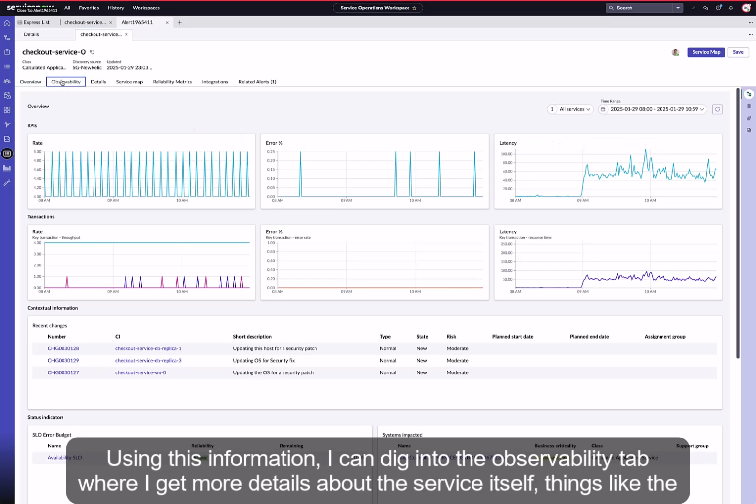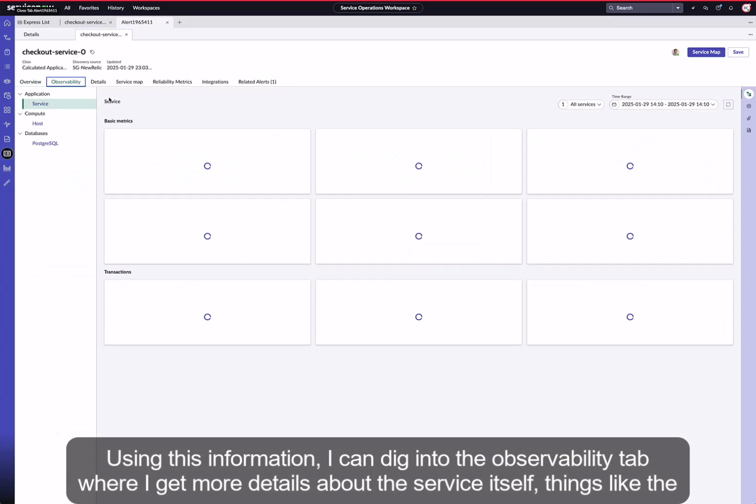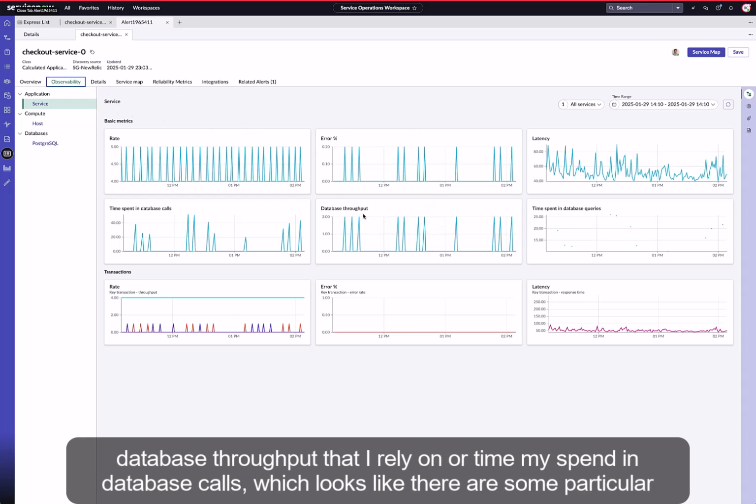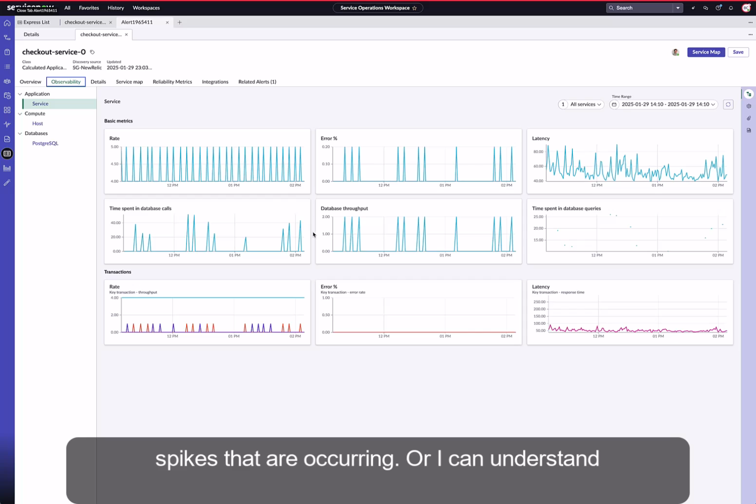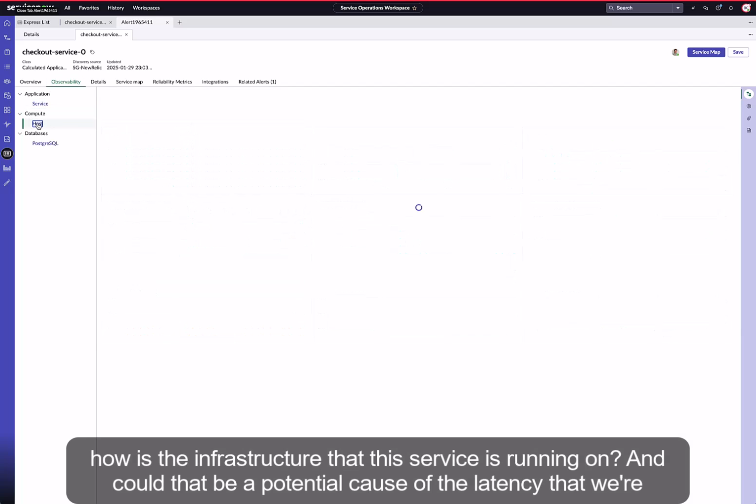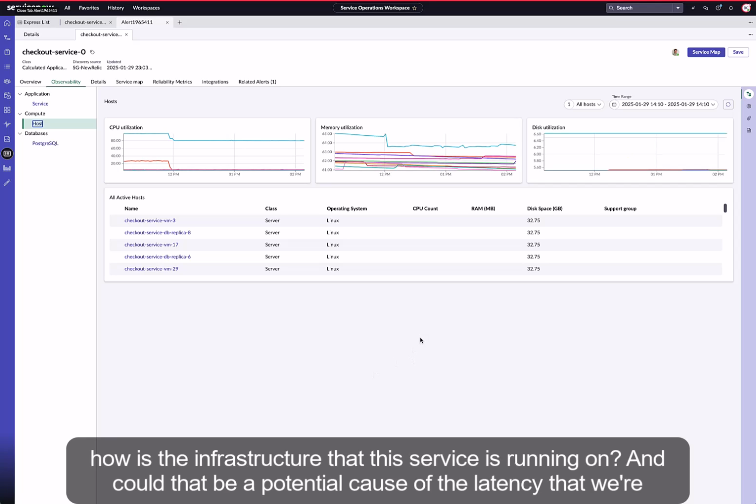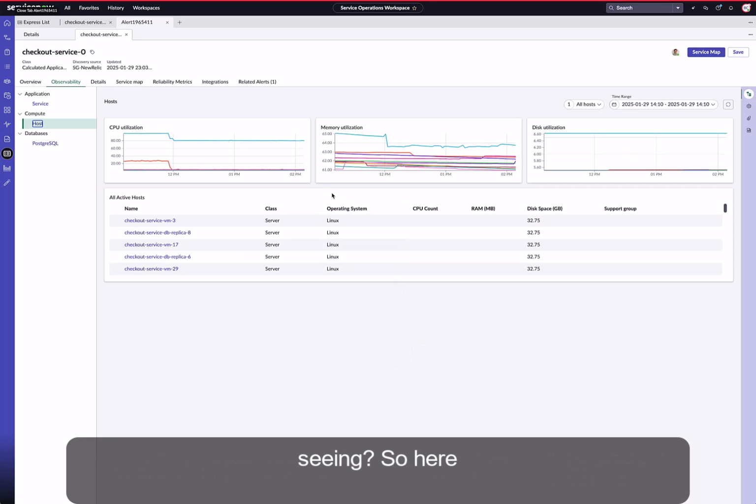Using this information, I can dig into the observability tab where I get more details about the service itself, things like the database throughput that I rely on or time I spend in database calls, which looks like there are some particular spikes occurring. Or I can understand how the infrastructure that this service is running on is doing, and whether that could be a potential cause of the latency that we're seeing.